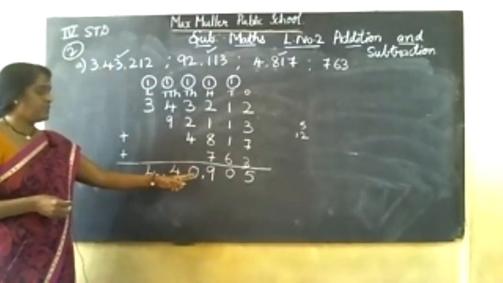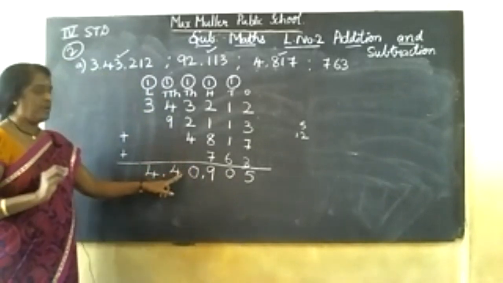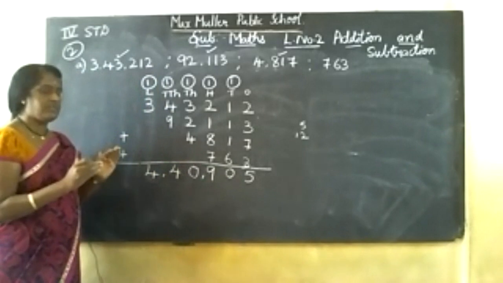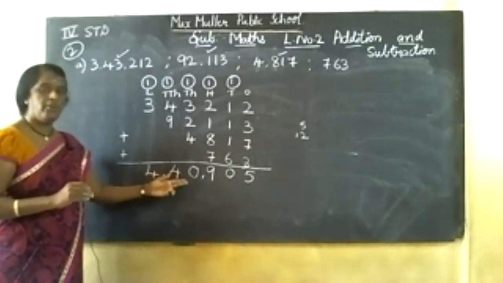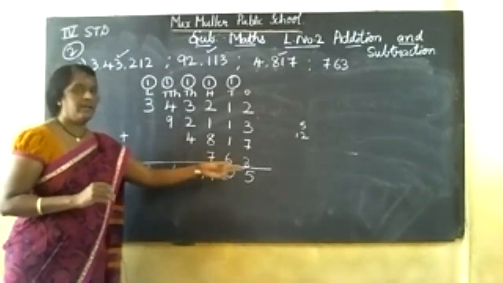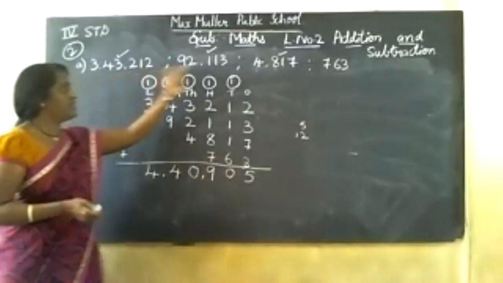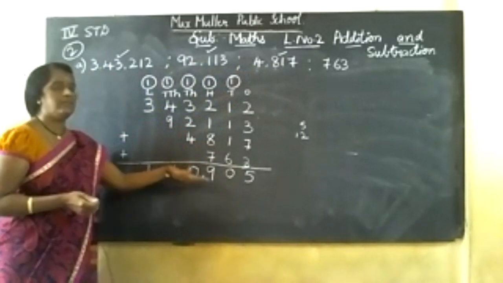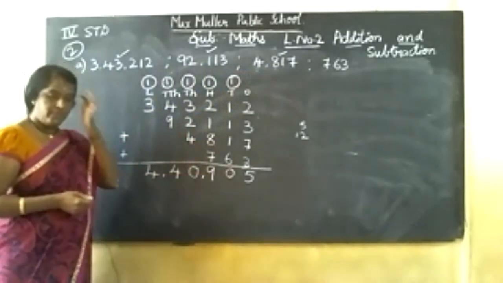Ones, tens, hundreds, thousand, 10,000, comma. See, because 1,000 means here, after 10,000 you should not put a comma; the comma goes after 10,000 in the lakhs place, because 1,000 and 10,000 are the same. 4 lakh 40,905. When you add all this, you will get 4,40,905. I did one sum.